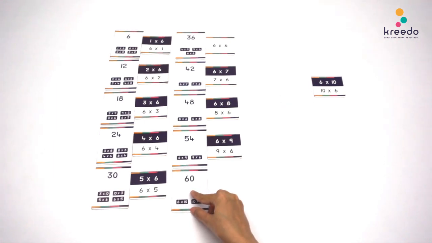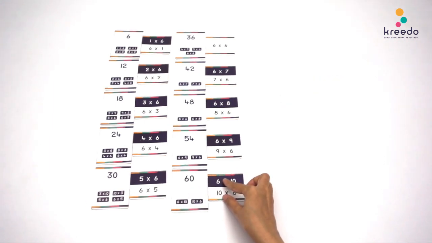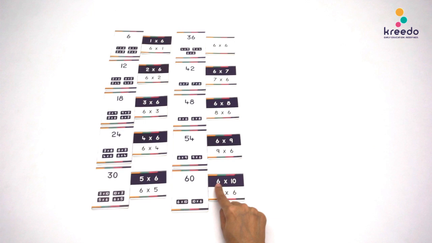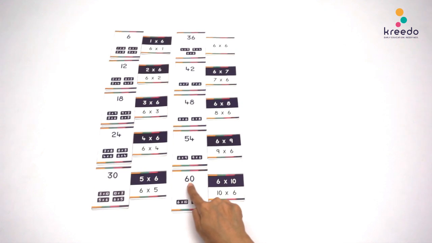Pair the next big card and small card in front of the child. Point to the table on the small card, followed by the same on the big card and say, 6 into 10, 6 into 10, 10 into 6, 10 into 6 is 60.